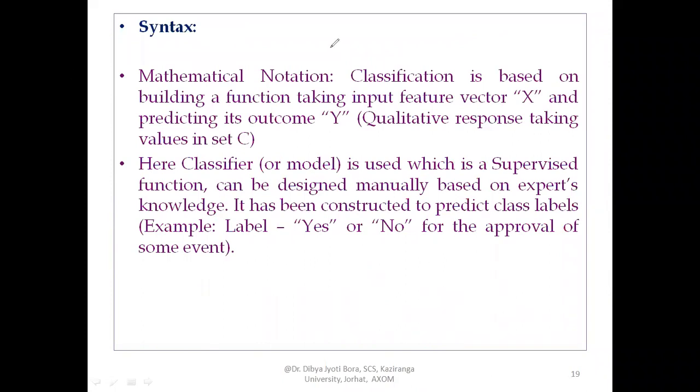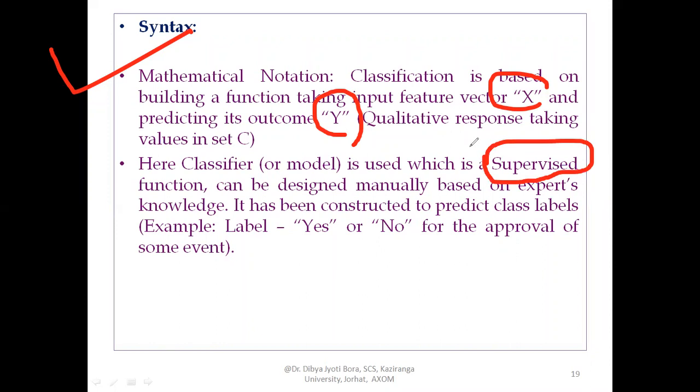Okay, this is just a simple syntax, mathematical notation. Classification is based on building a function, taking input vector x and predicting its outcome y. Now the classifier is used, यहाँ मैंने एक word use किया है, supervised. I hope you have attended my lectures in machine learning in your 6th semester. There I told you that we have different types of learning like supervised, unsupervised, reinforcement learning. But I particularly told you that supervised and unsupervised ones are frequently encountered by us, right? So classification falls under the supervised machine learning model.